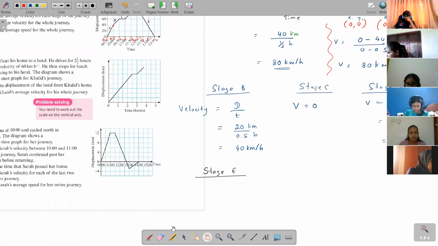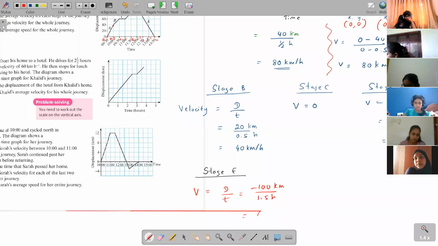Okay. So stage E, velocity equals displacement over time. Displacement is negative 100. Time is 1.5 hours. What is the answer? I think I saw on the chat negative 66.7. Yes.